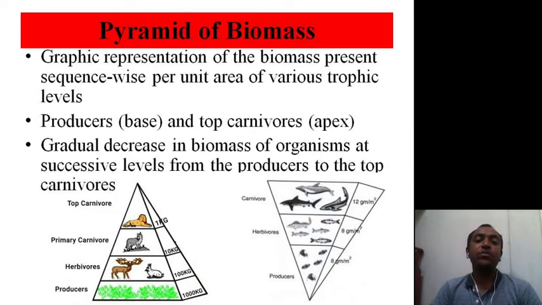Let's shift our focus to the next one, where you see the producers. If we are talking about an aquatic ecosystem in this pyramid, the producers are basically phytoplanktons, and phytoplanktons are microscopic organisms. Their biomass is very less. Then these phytoplanktons are eaten by small fishes, which are basically herbivores. Their biomass is larger than the producer, and so on. When you see large fishes feed upon the small fishes or herbivores, their biomass is still larger. So in this case, the pyramid of biomass is inverted in shape.